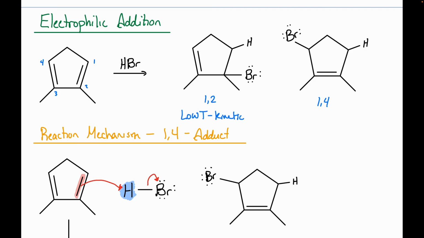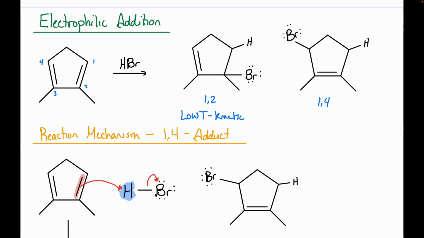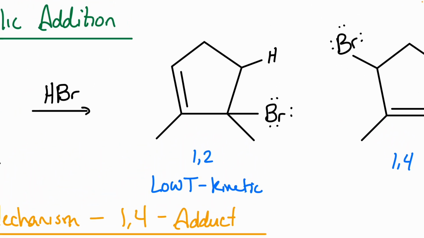Is that always 1,4? No, we got to go and compare these two structures here. It might be the 1,4, but it also might not be, right? We have to figure out which one is more stable. And remember, for more stable, I'm really looking at the substitution of that double bond. This one right here, the 1,2, what would we classify that double bond as? Mono, di, tri, tetrasubstituted. It's tri, right?